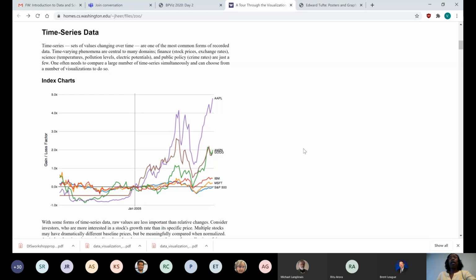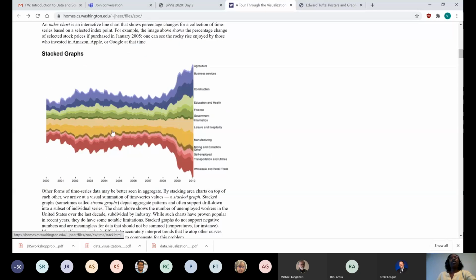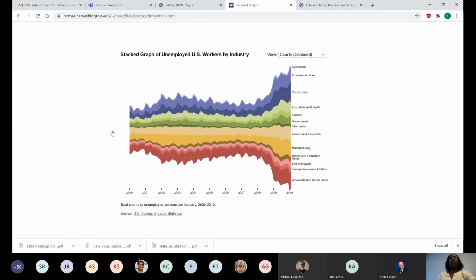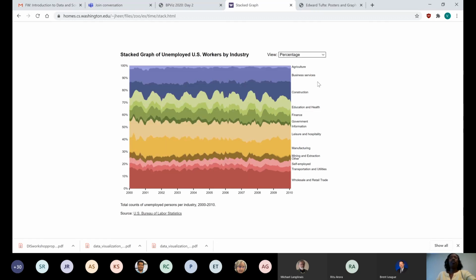So we talked a little bit about time series data. There's a whole body of literature and work that can be done in terms of time series data. Here's an example of stacked graphs. If you click on it, it will take you to this graph as well. And so this one doesn't have the interactive feature that I just demonstrated before on the previous one, but it will allow you to change the view. And so that's another type of interactive feature.